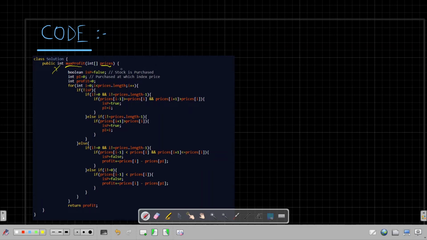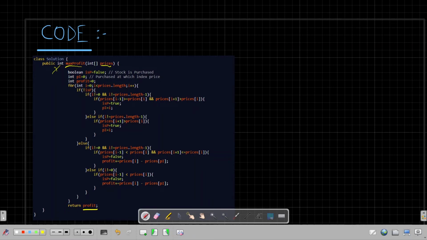The variables which I have taken: p is stock purchased. This is a boolean parameter. If we purchase a stock, we'll set this to true, and if we haven't purchased the stock, it's false by default. The second parameter is pi, which is the index at which the stock is purchased. While calculating the profit, we might need this index. The third parameter is the actual profit, which is our answer, and we are finally returning that also.